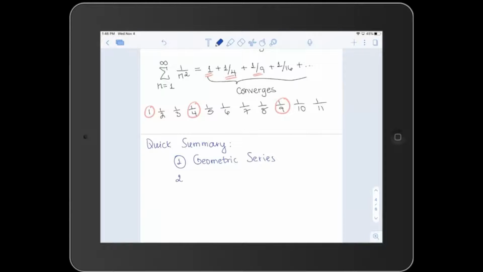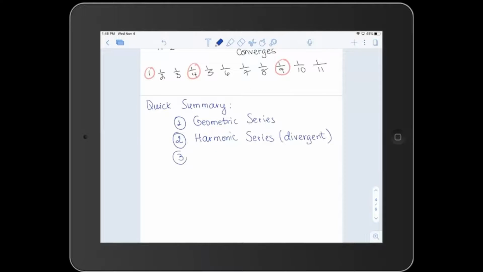We know the harmonic series. This is your standard example of a series that diverges. And the last one, which I haven't stated technically yet, we're going to call the P-series.